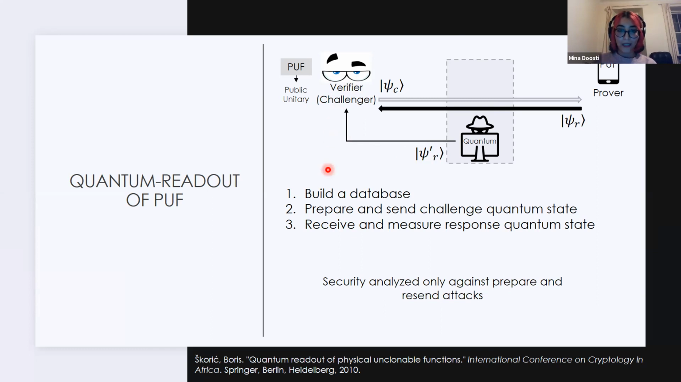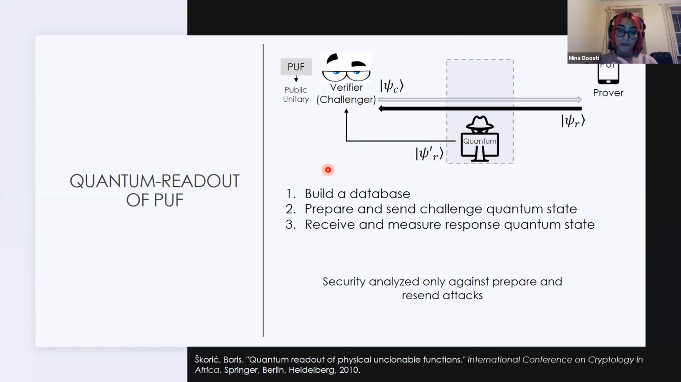The recipe to work with this PUF is quite easy. You either build a database or you have the classical description of the unitary, which is enough for you. And you prepare and send the challenge state. When you get the response, according to the classical description of the output, you measure it and you verify it.